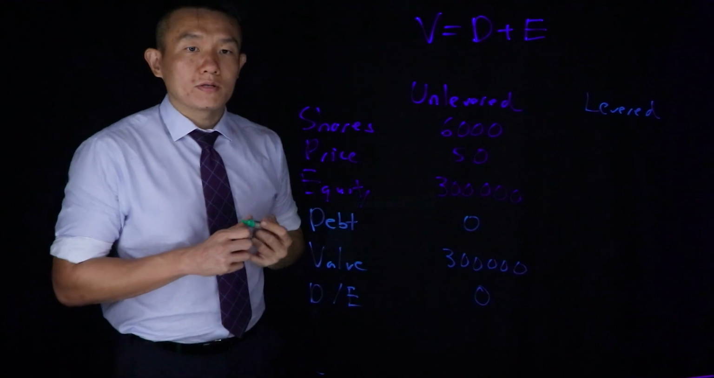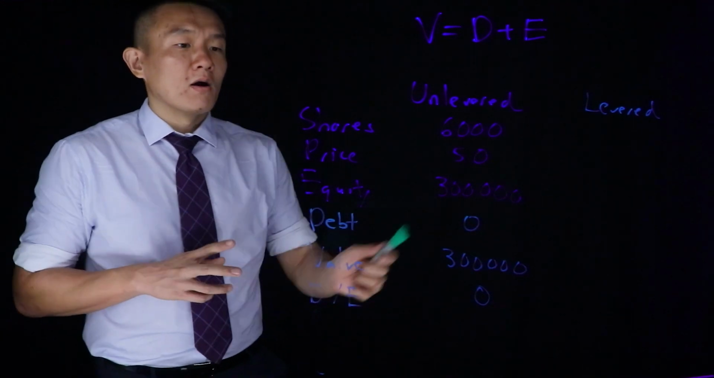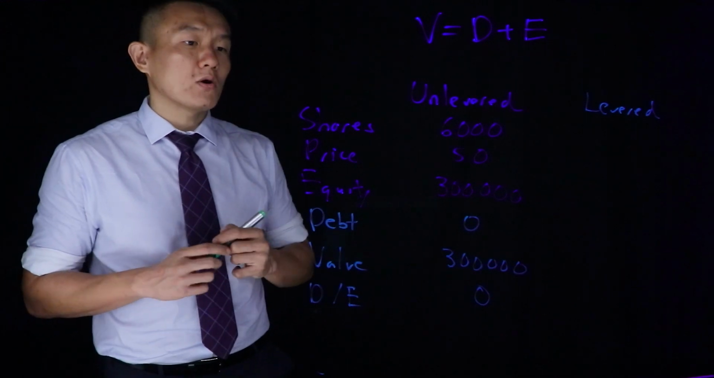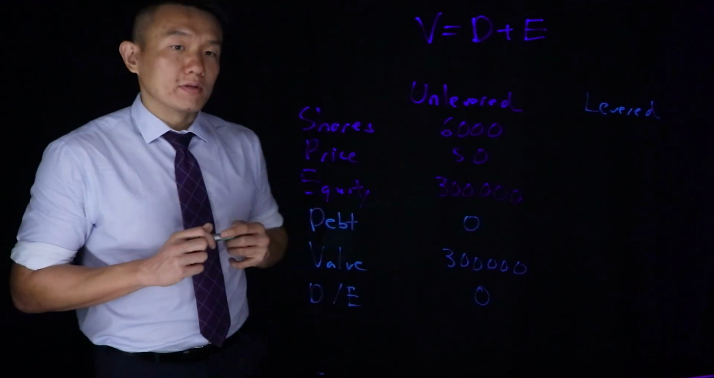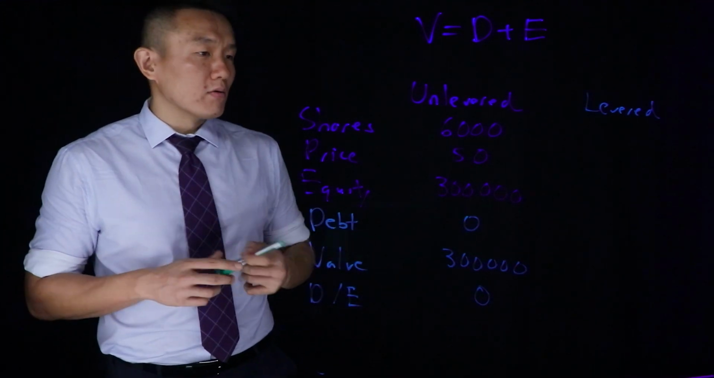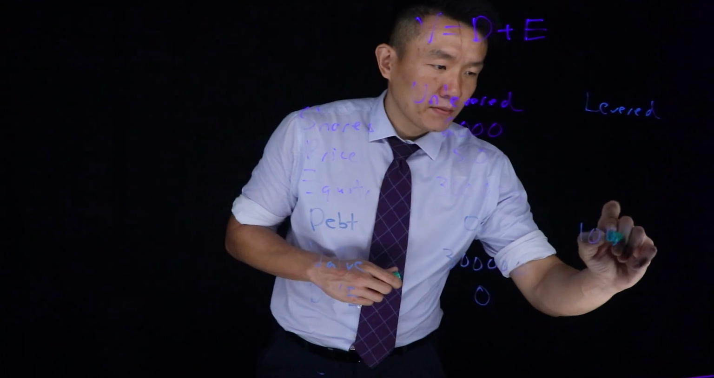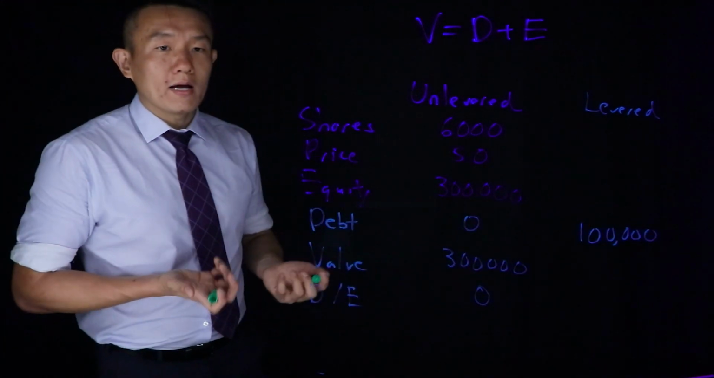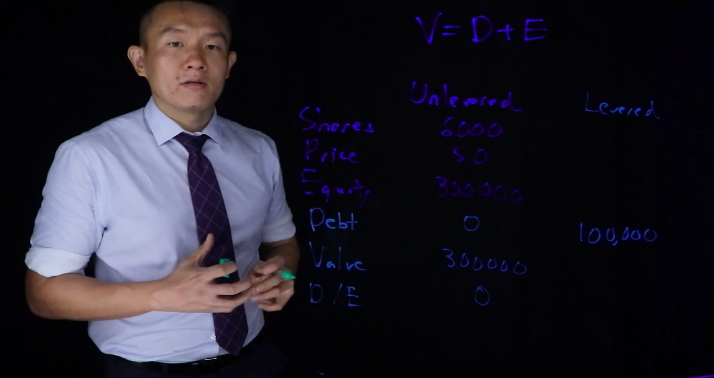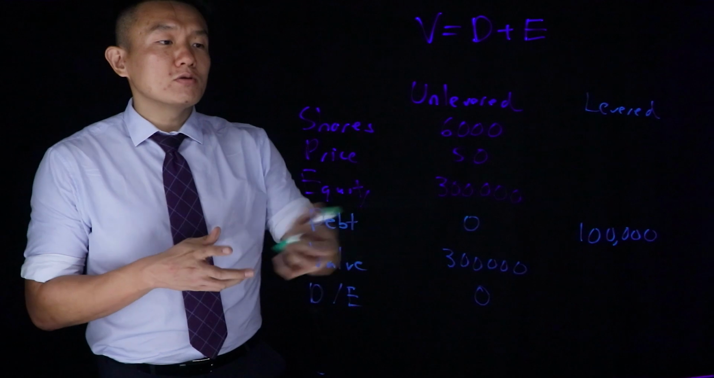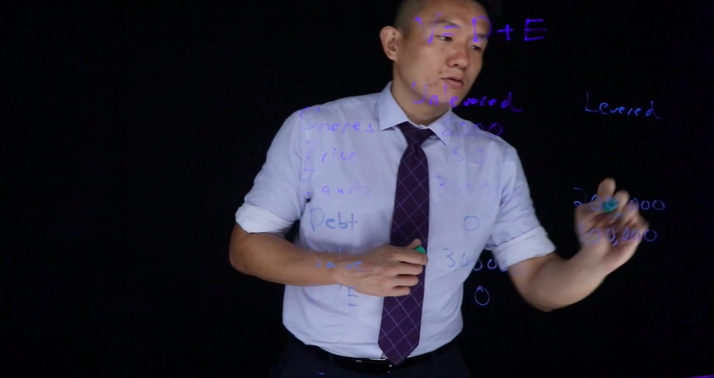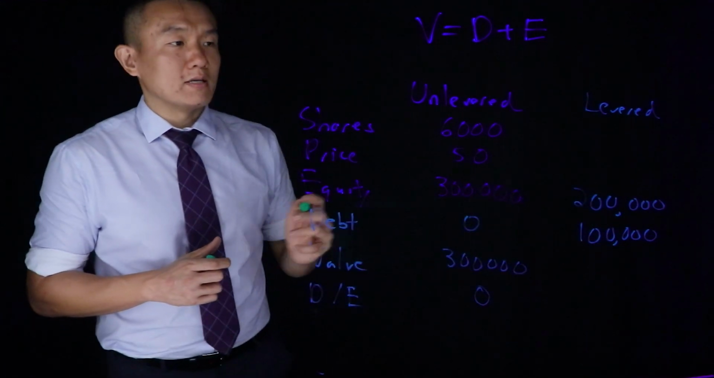Well, let's suppose that the firm wants to transfer 100,000 of its value from equity to debt. So how would it do this? Well, it could do this if it were to borrow $100,000 and then use that money to buy back shares. So it's taking 100,000 in debt and reducing its equity by 100,000. So it's transferring 100,000 from equity to debt.